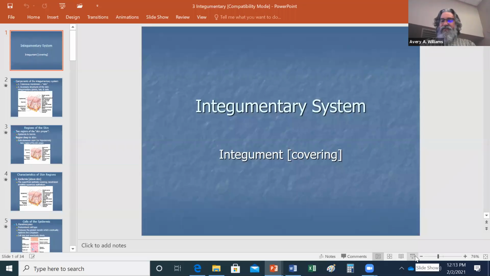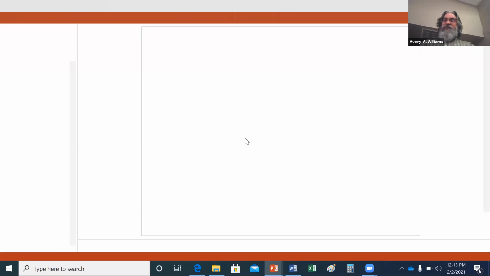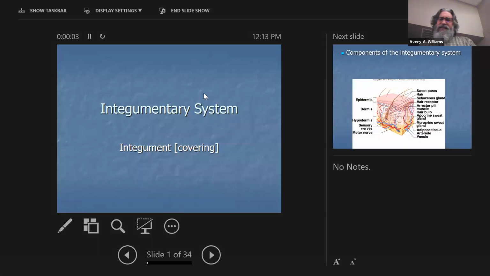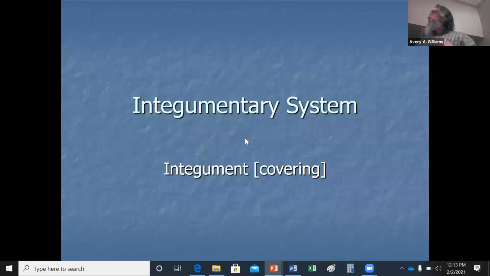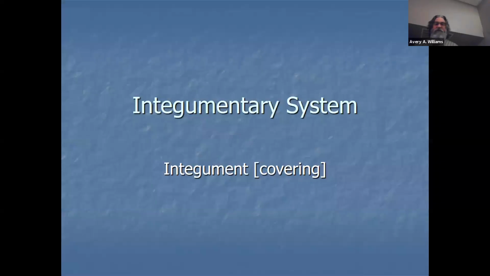I like talking about the skin. So without further ado, let me talk about the skin or the integumentary system. I've got like 6 minutes to get started. So let me do that. Let me fix my display here. And so here we go. Integumentary system.